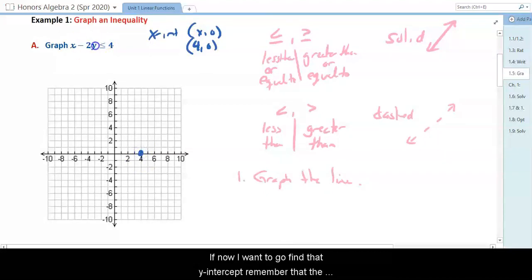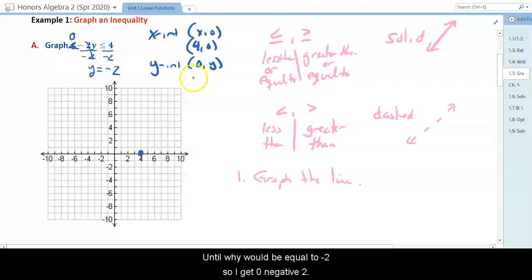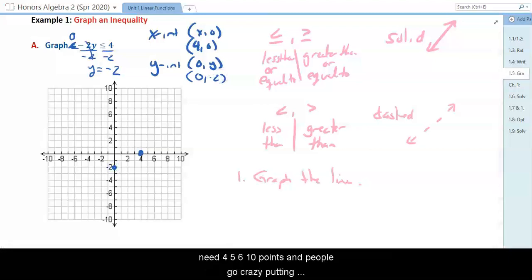If now I want to go find that y-intercept, remember that the y-intercept would be 0 comma y. So I'll plug in the 0 for x, which means that that part goes away. I would divide by the negative 2 to get the y by itself. And so y would be equal to negative 2. So I get 0, negative 2 right here. Remember, to draw a line, you only need 2 points. You don't need 4, 5, 6, 10 points. Some people go crazy putting points up there, but you just need 2 to create a line.